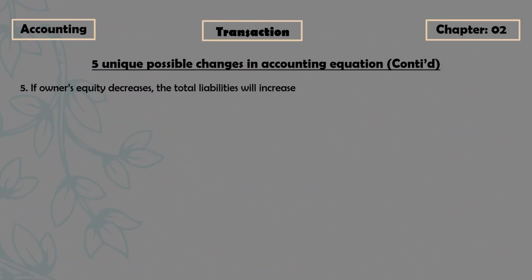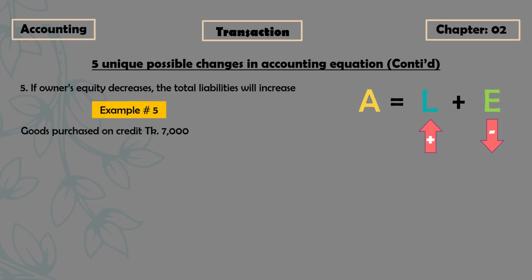Let's see number 5. If owner's equity decreases, the total liabilities will increase. Owner's equity decreases, so it is denoted by downward arrow, that is minus, decrease, and therefore liabilities will increase, that is denoted by upward arrow, plus. See example. Goods purchased on credit. We know when we purchase anything on credit, it falls on liabilities. So see the illustration.